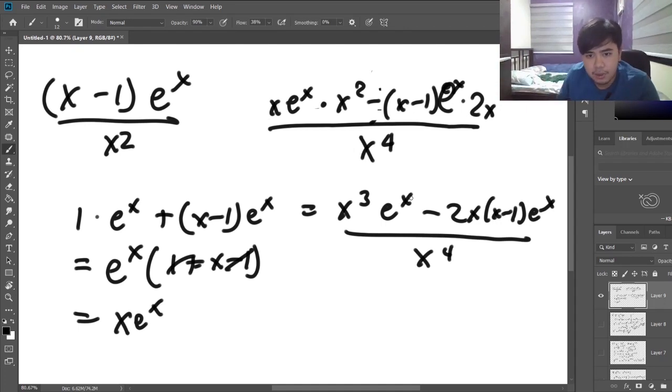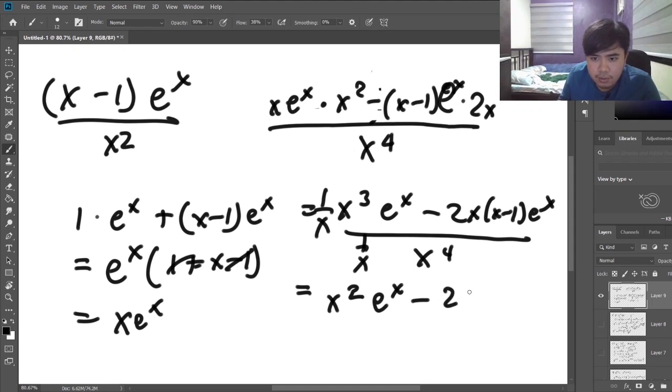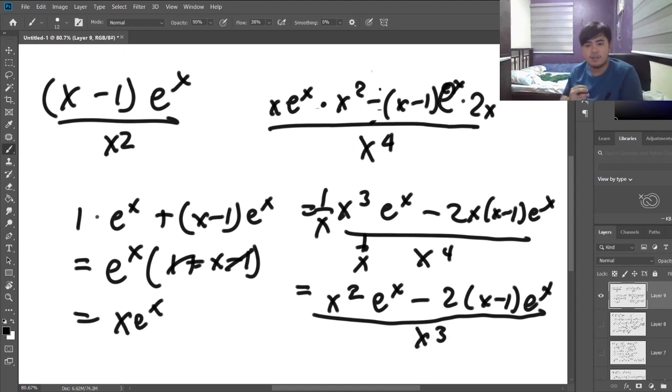Notice both of them have the x term. So we can multiply 1 over x to both sides, I think. So we get x squared e to the x minus 2 times x minus 1 e to the x over x cubed. And that's going to be the derivative. If it's wrong, please contact me. I don't know if it's correct. So that's going to be the answer.